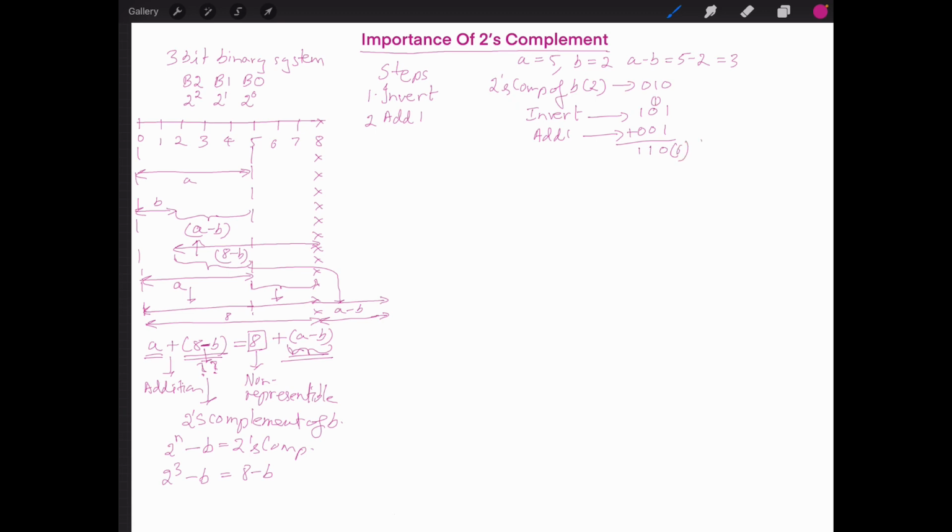6 is nothing but, if you closely look, 8 minus 2. 2 is B. So 8 minus B is what we got here as the 2's complement. As you can see, without having to do the 8 minus B operation, just by inverting the bits and further adding 1 to it, we are able to arrive at the 2's complement without having to do any subtraction. That is the advantage of the 2's complement method. So we arrived at 6. Now let's add A plus the 2's complement of B.